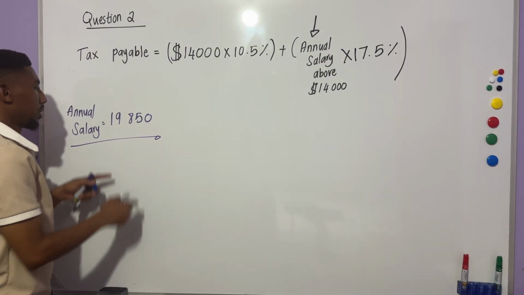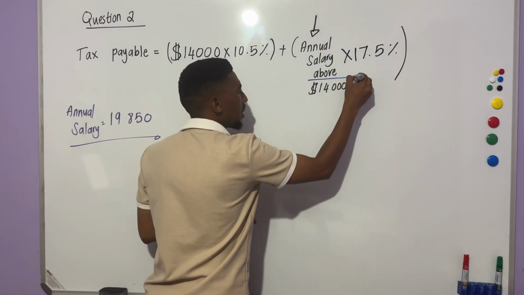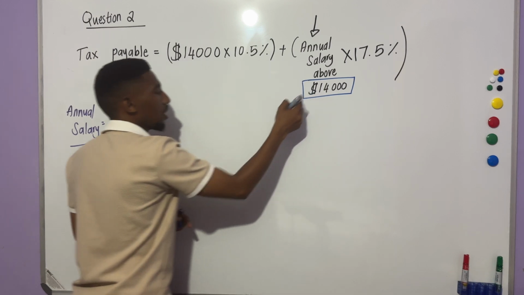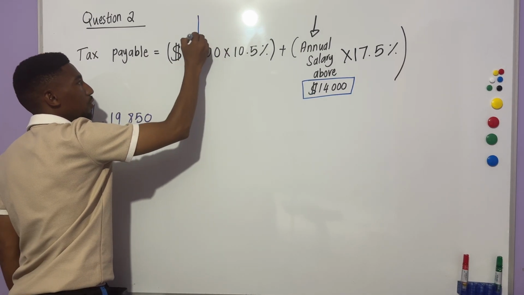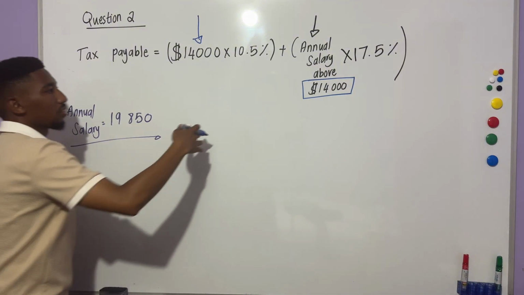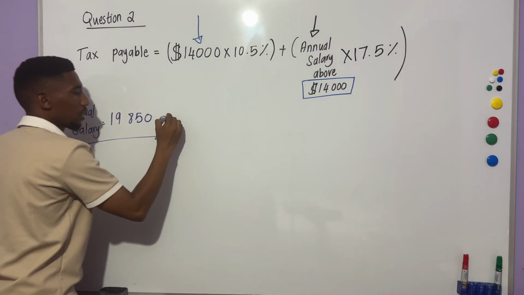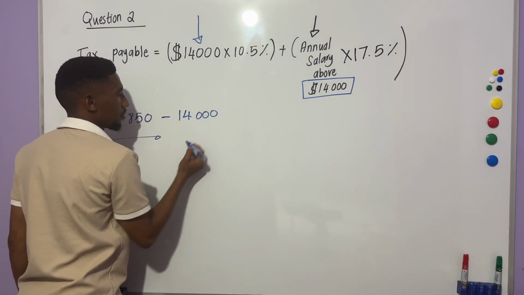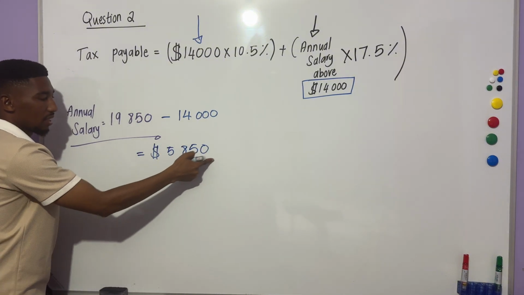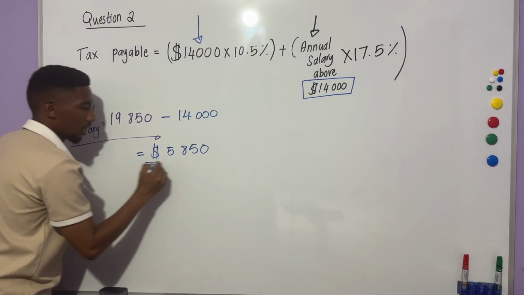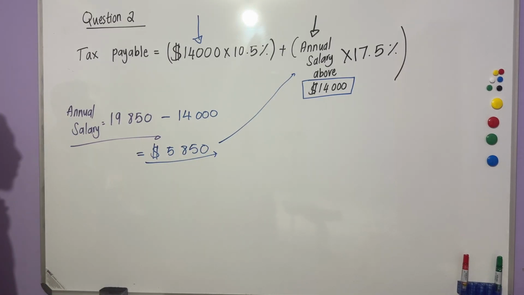Now the mistake is that we take this amount and put it there, but it is saying only the salary that's above the 14,000. Because you're already being taxed for the first 14,000, now you're being taxed for what comes after the 14,000. So we're going to take this and subtract 14,000, and we get an answer of 5,850 New Zealand dollars. Now, this over here is the annual salary above 14,000.